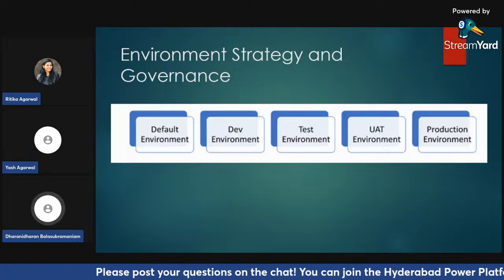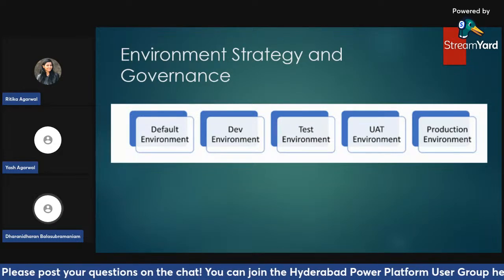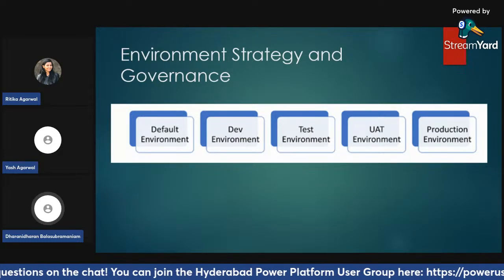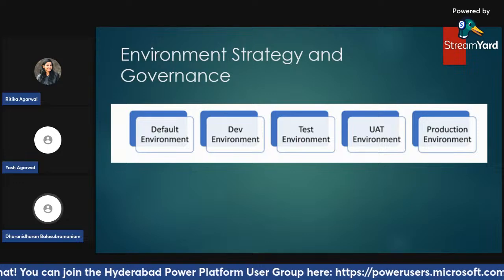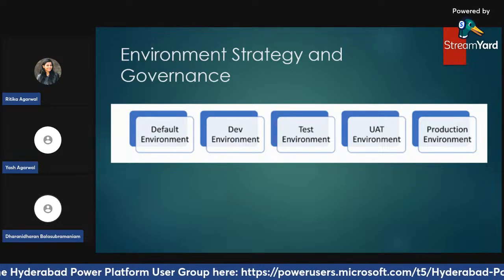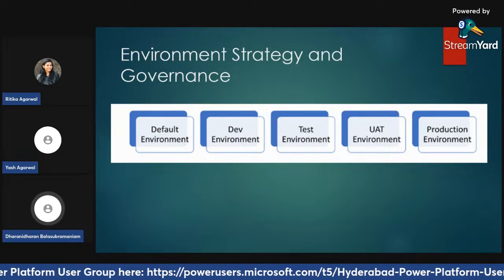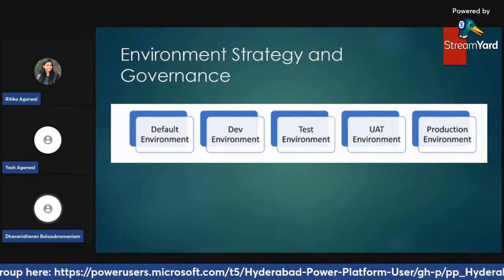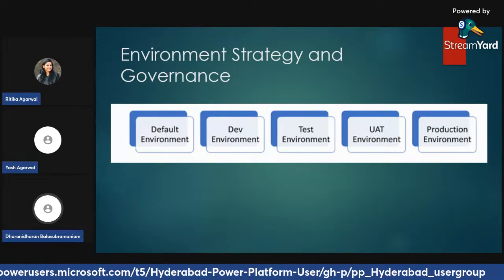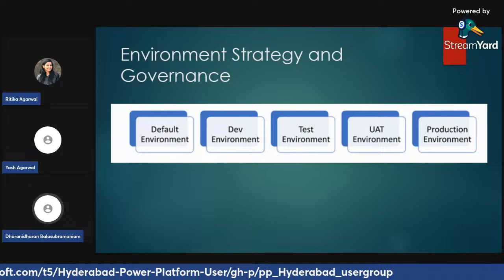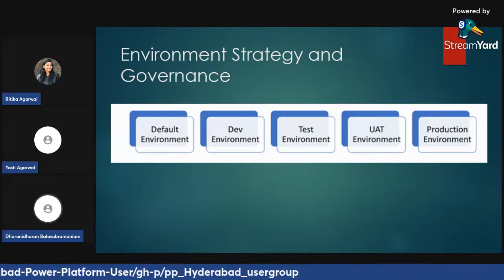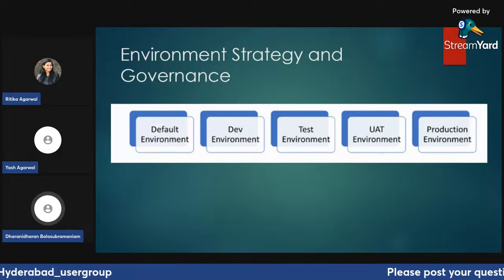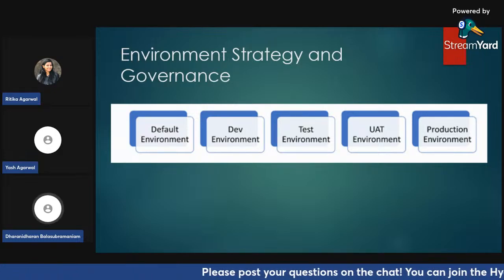Now, let's talk about the environment strategy and governance a little bit, which plays a very crucial role in managing the application lifecycle of our solutions in the Power Platform project. A well-defined environment strategy ensures that our development, testing, UAT, and production activities are well organized and separated, so that we can reduce the risk of unexpected issues impacting the end users. Now, let's start with the environment types. Typically, we have 4 to 5 environment types.